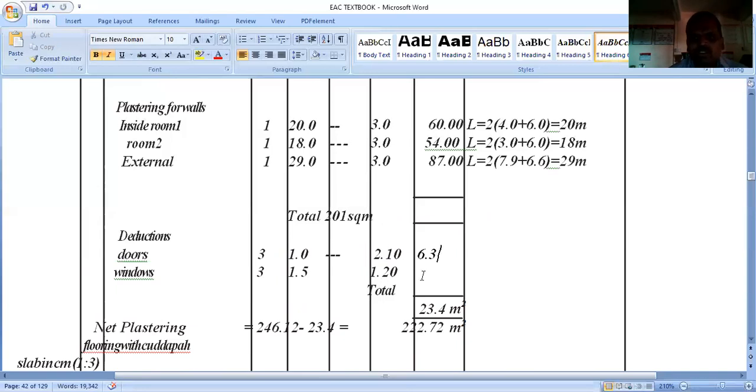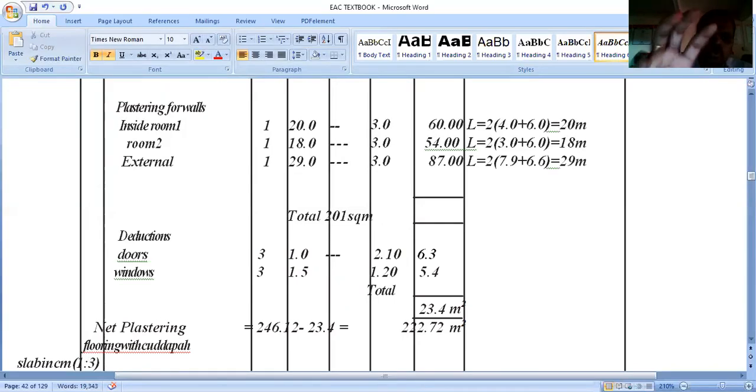And for the windows, there are again 3 windows having size 1.5 into 1.2. So 1.5 into 1.2 into 3 numbers, that is 5.4. Now see here, why have we deducted 3 and 3?